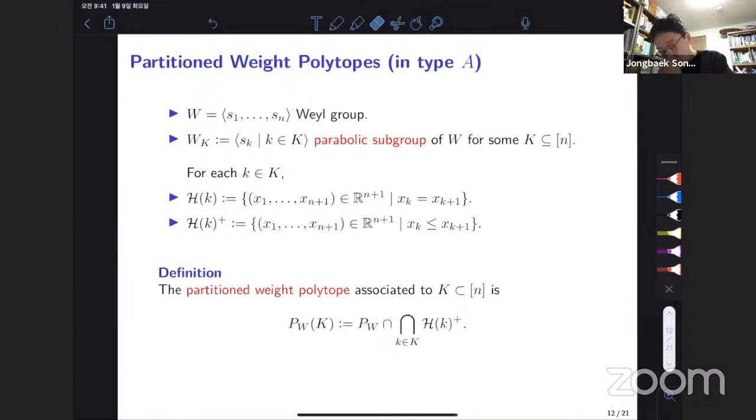So my partitioned weight polytope associated to this subset: first you prepare this weight polytope, and then you take an intersection with these half spaces corresponding to this capital K, which you take for this parabolic subgroup.